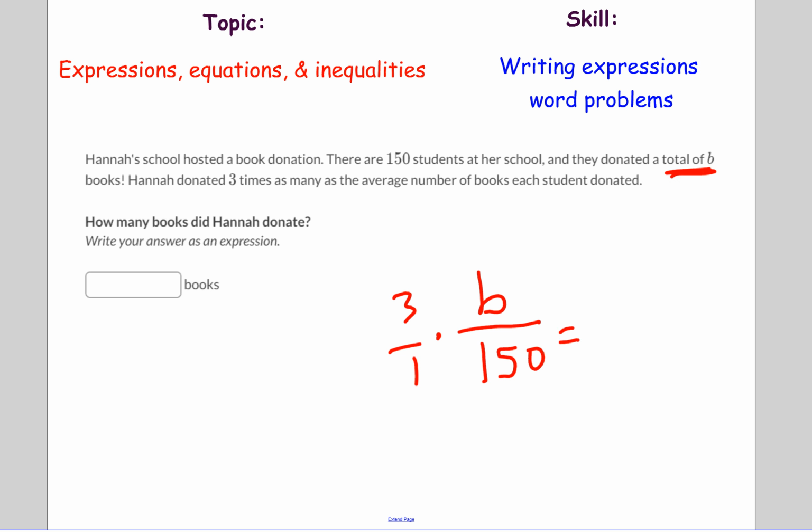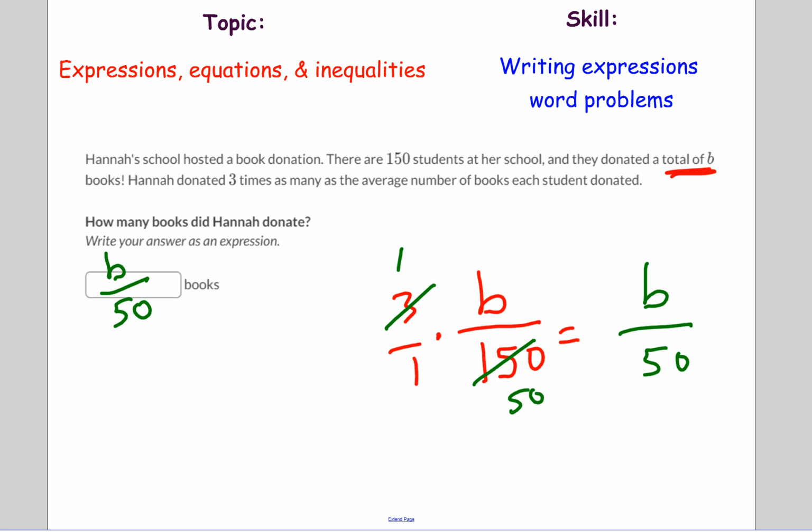So if you multiply across, or simplify before you multiply, 3 times B you could do, and 1 times 150. Or I like to simplify before I multiply. So what number goes into both 3 and 150? Well, 3 goes into itself once, and 3 goes into 150 50 times. So 1 times B is B, and 1 times 50 is 50. So the number of books she donated was B divided by 50. Since she donated 3 times the average, B divided by 50 is the number of books she donated.